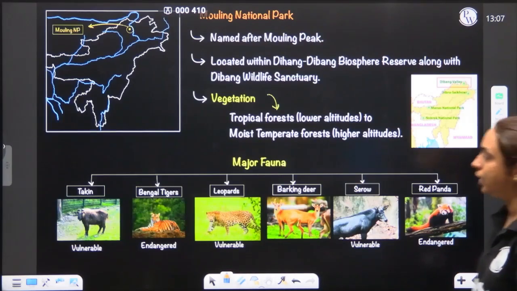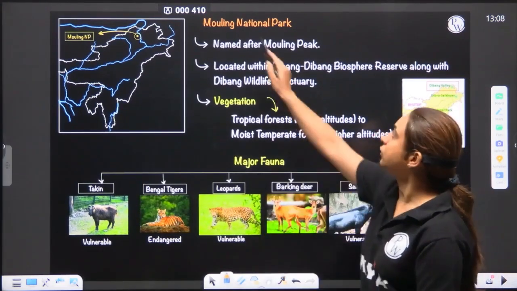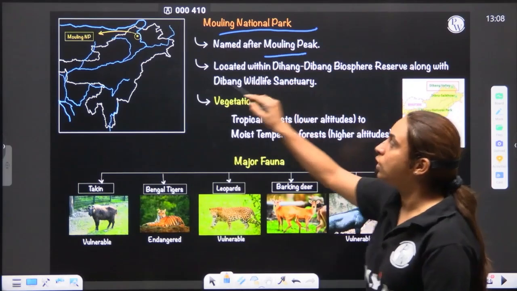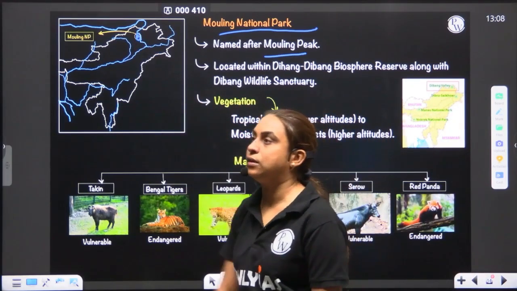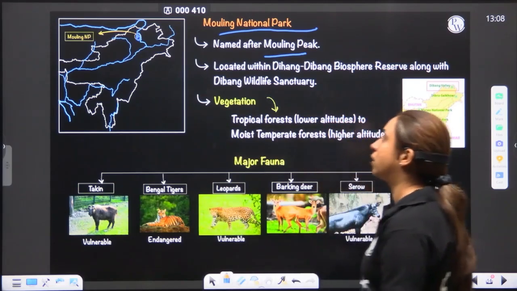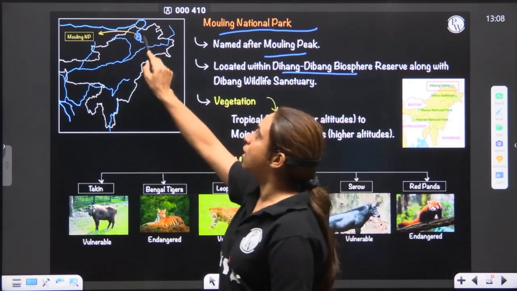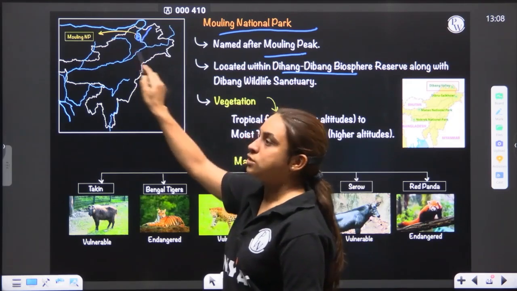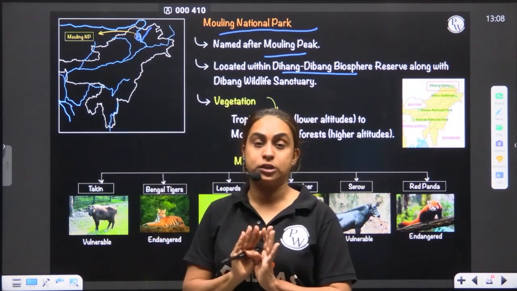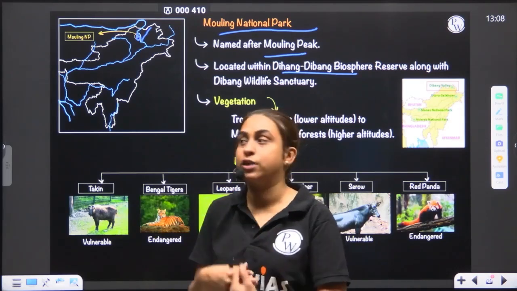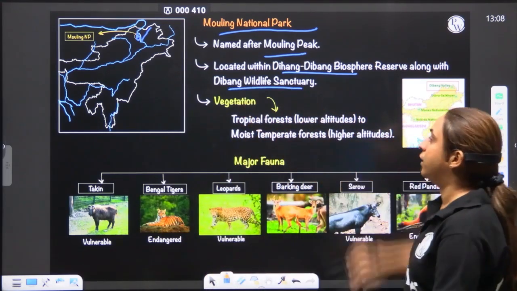The next one, Mouling National Park. I said this was along your Siang River. Mouling National Park is actually named after a peak, that is Mouling Peak. It is located within the Dibang Wildlife Sanctuary. So there is a big sanctuary, that is Dibang Biosphere Reserve. This big Biosphere Reserve can have a national park. The national park is Mouling National Park along the Dibang Wildlife Sanctuary.